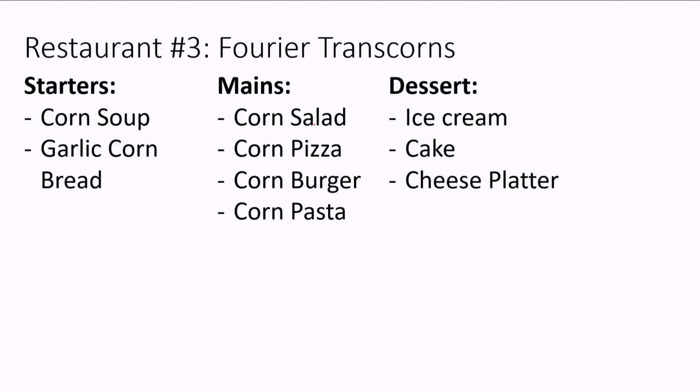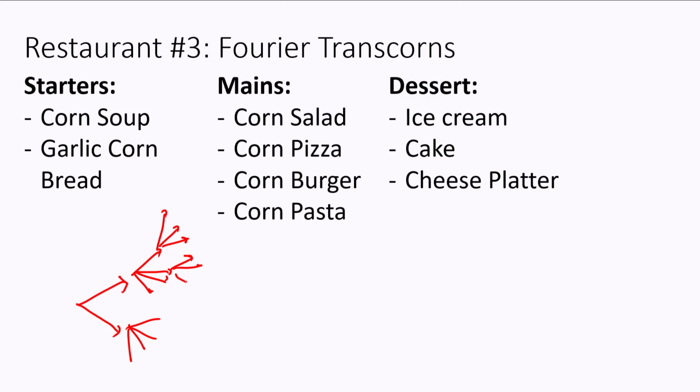How about restaurant number 3? Furia's Transcorns. Now, a corn-heavy menu, as you can see, although the desserts are a bit more normal. Why would we not want to draw a tree diagram here? Well, you can imagine there's just going to be loads and loads of branches. If I start it off, we've got our corn soup and our garlic cornbread, but then suddenly I'm having to draw 4 arrows at each section to represent each of the mains, and then at the end of each of these arrows, I would have to do another 3.